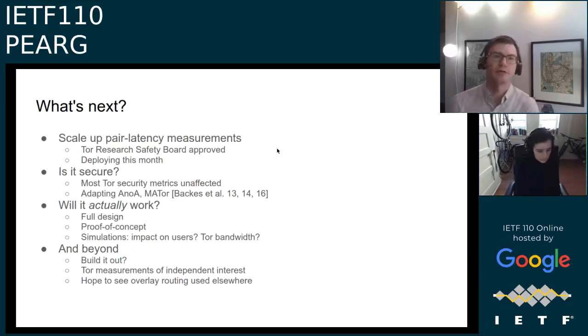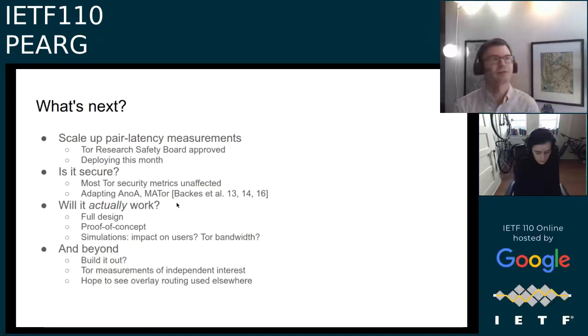The next step also is we want to make sure it's actually secure. Most existing Tor security metrics that are used in academia to try to quantify the impact of various changes to the Tor network suggest that they are not affected in any way. We think that's not quite right. We think that there must be some impact to doing this. So we're trying to adapt some existing security frameworks and make sure we can quantify exactly how bad the risk of de-anonymization gets when you do this.